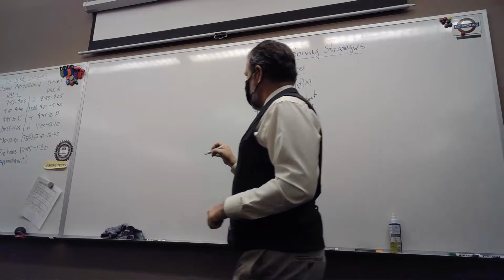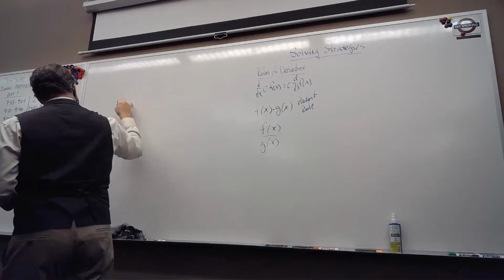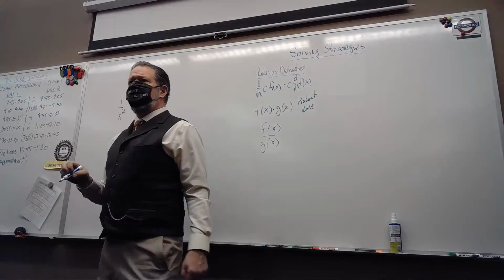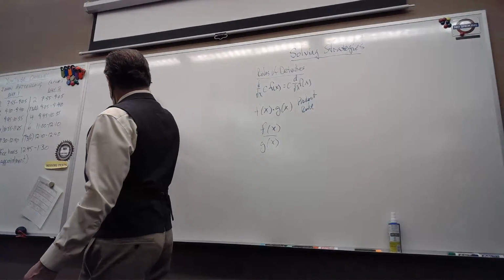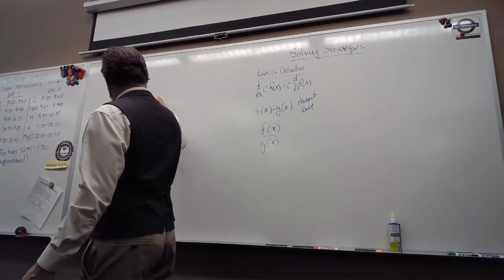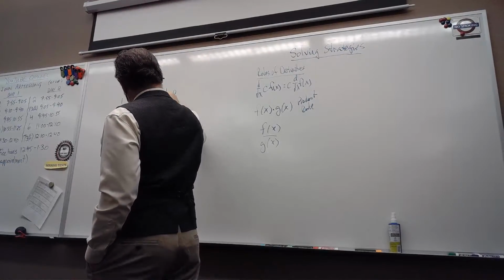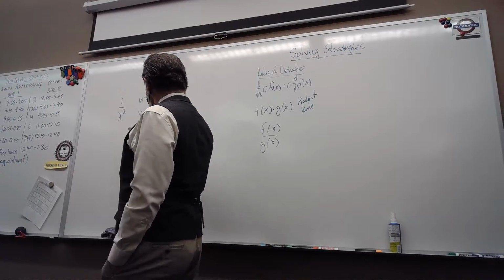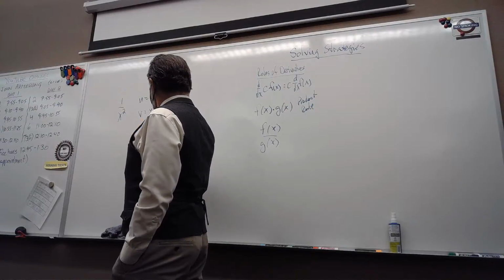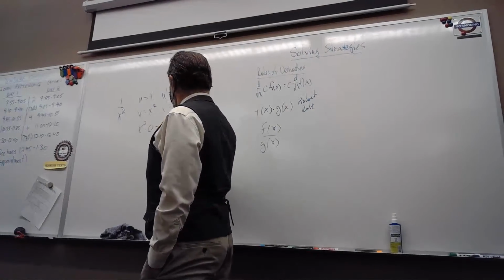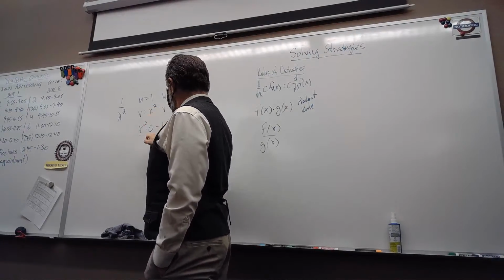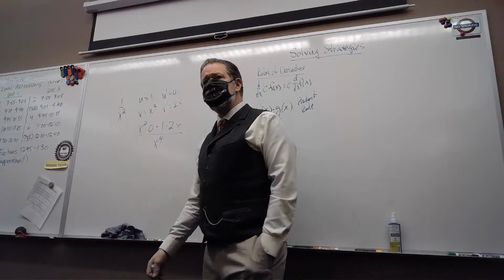Had a student a couple years ago who, constantly, when asked to take the derivative of 1 over x squared, would say u equals 1, v equals x squared. And what he would then get, u prime equals 0, v prime equals 2x. And he would get x squared times 0 minus 1 times 2x, all divided by x to the fourth.